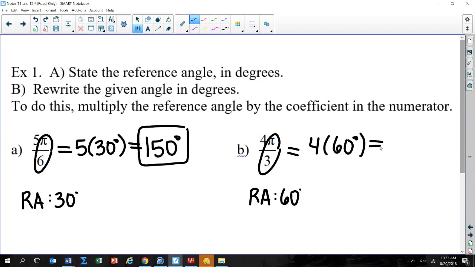So what is the original angle? 240. Yeah, 4 times 60 is 240 degrees. So those are equivalent. Any questions about that section? Welcome back. Everyone feel confident you can finish that section out?